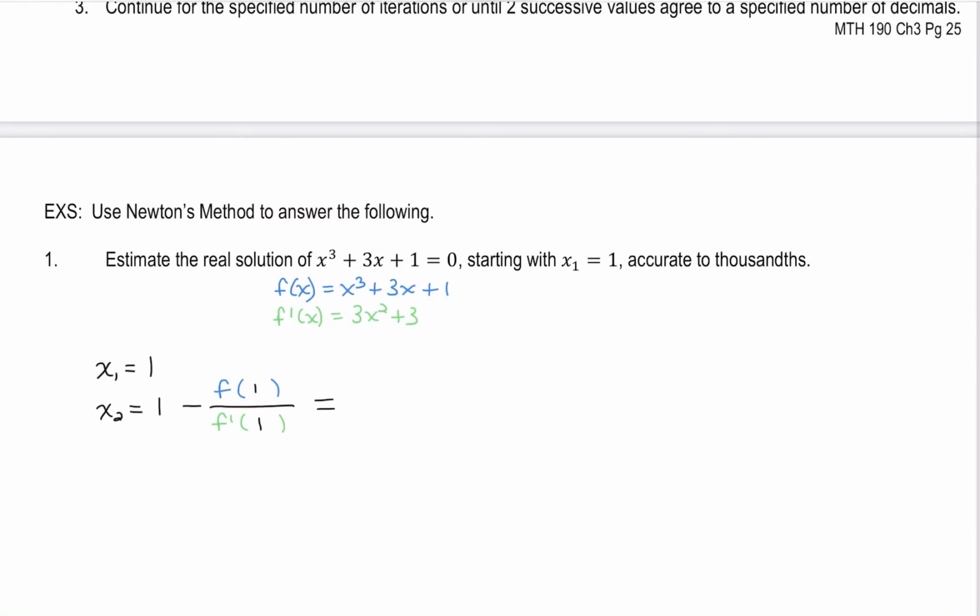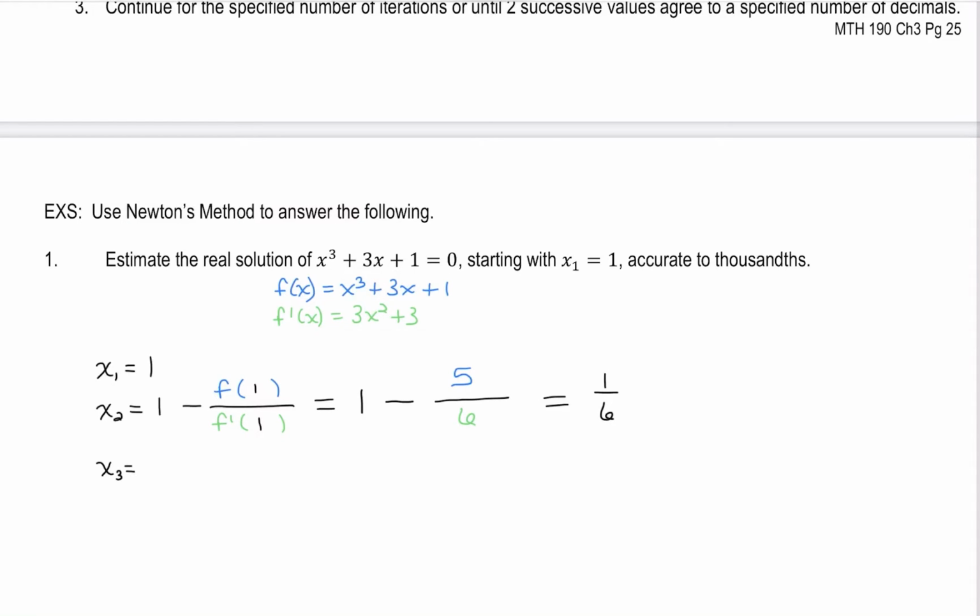So certainly we could do one of these by hand, right? We'd have 1 minus, if I sub in 1 into f, I would have 5. If I sub 1 into f prime, I get 6. So 1 minus 5/6 would be 1/6. So this is my x sub 2. Now, we start to get into something like this. Of course, what would the next one look like?